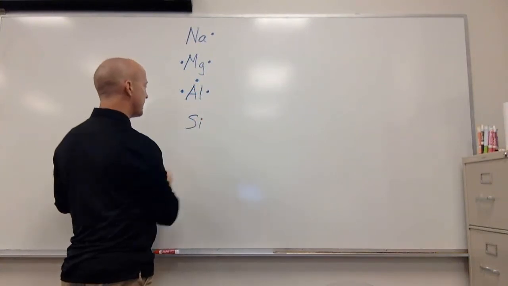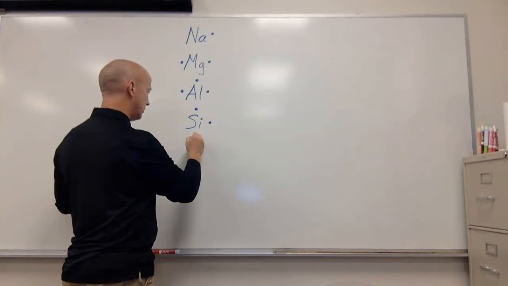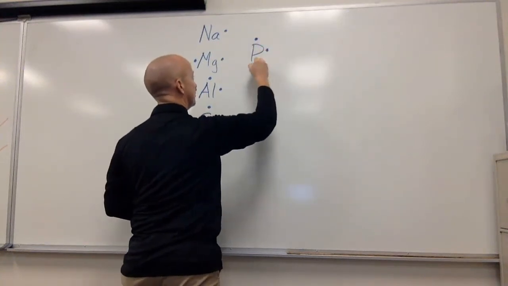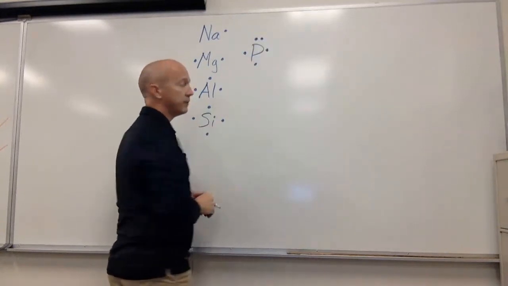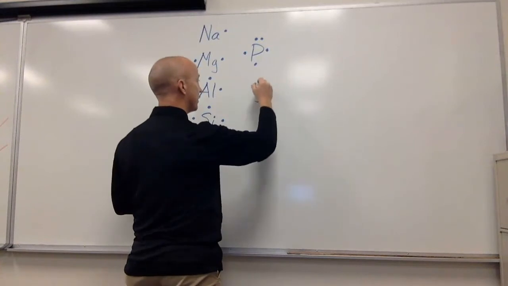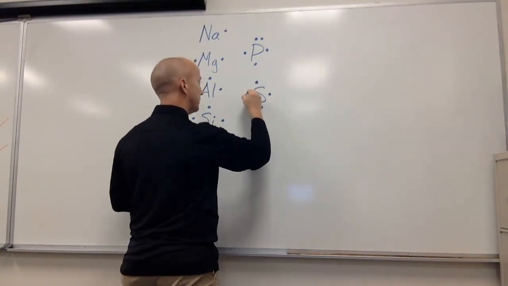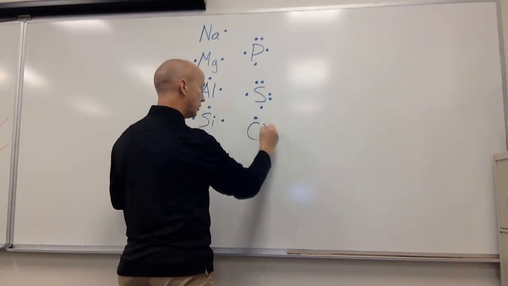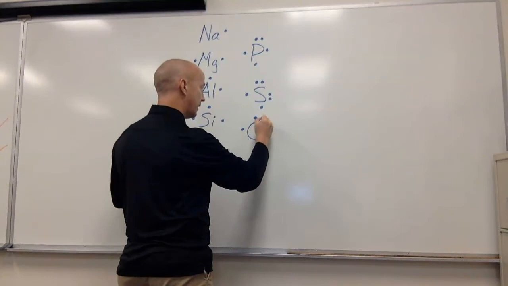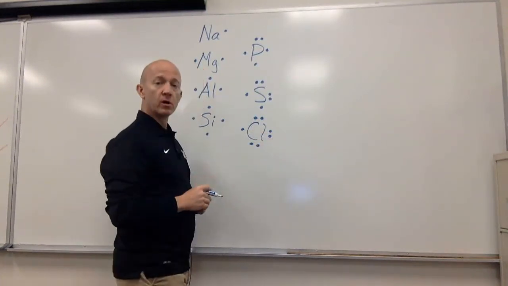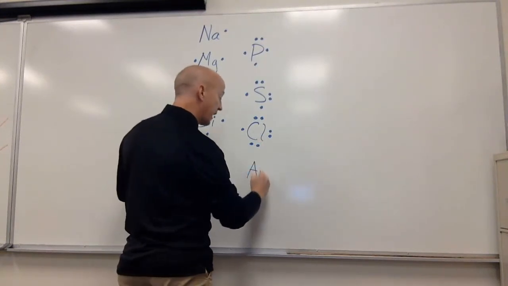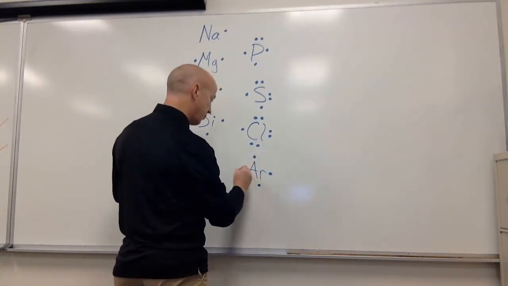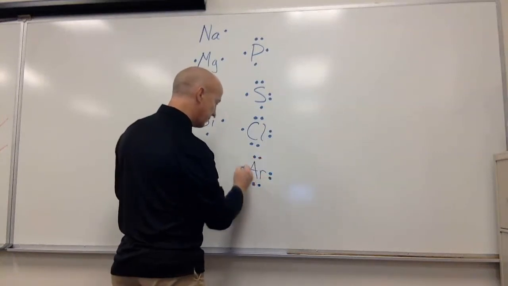Silicon is in group 14 and has 4 valence electrons. Phosphorus is in group 15 and has 5 valence electrons. Sulfur is in group 16 and has 6 valence electrons. Chlorine is in group 17 and has 7 valence electrons. And one more, argon is in group 18. It's a noble gas and has 8 valence electrons.